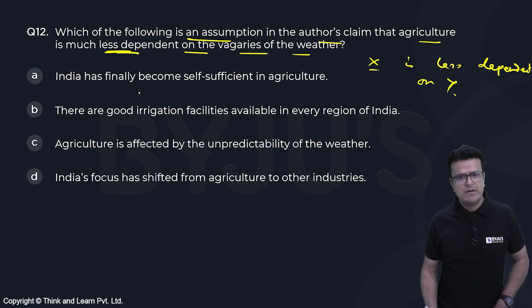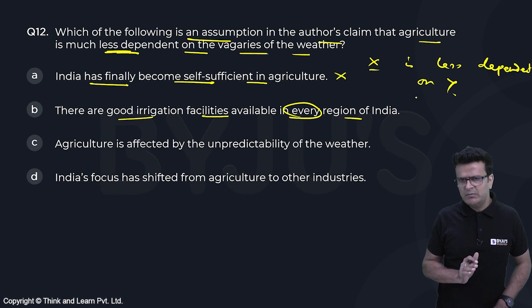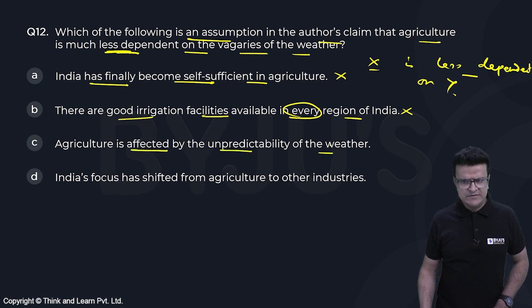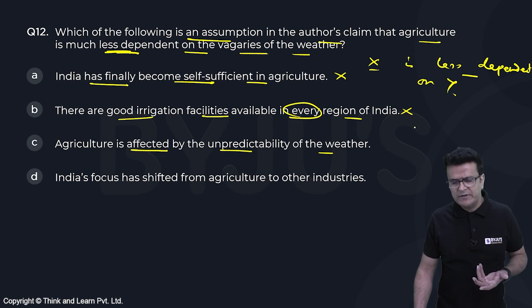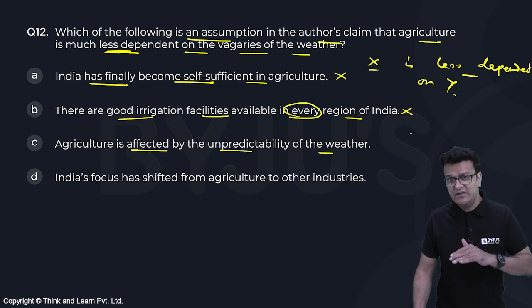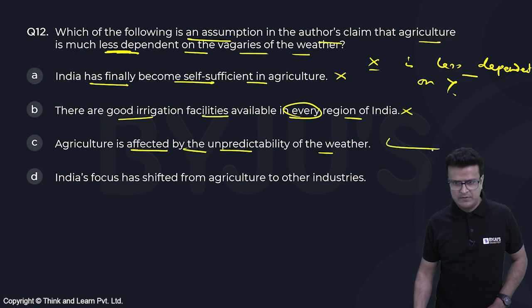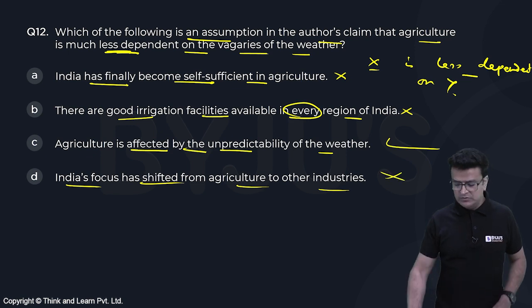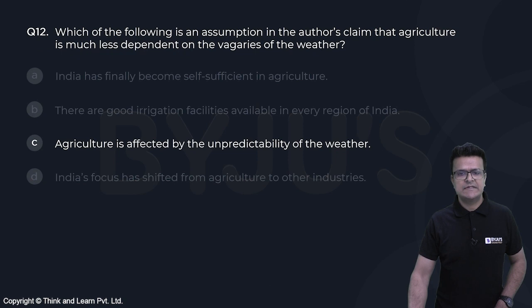but less. Option 1 says India has finally become self-sufficient. Less dependent doesn't mean self-sufficient. There are good irrigation facilities available in every region. Good irrigation facilities available? Yes, but in every region, then we would not say less dependent. We would say not dependent at all. So this option is also out. Agriculture is affected by the unpredictability of the weather. Yes, if it's less dependent on the vagaries of weather, it means unpredictability is still there, but it is less. So it is still there. Definitely an assumption. India's focus has shifted from agriculture to other industries, again irrelevant, and therefore the correct assumption has to be option C.